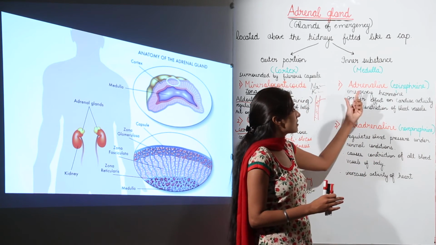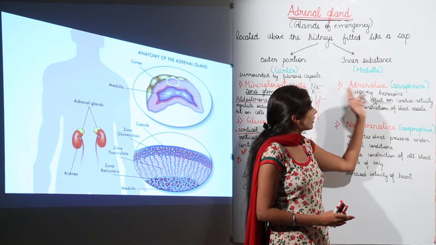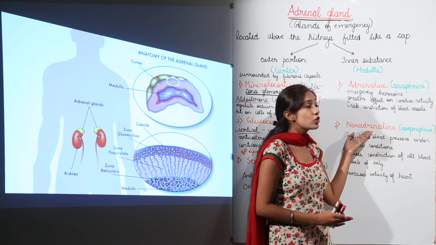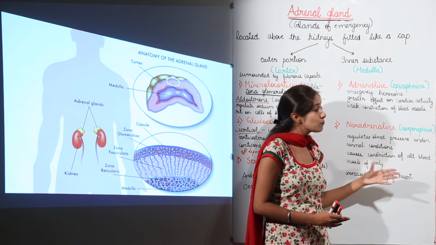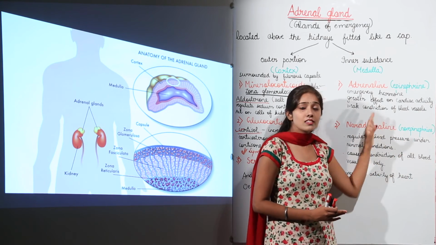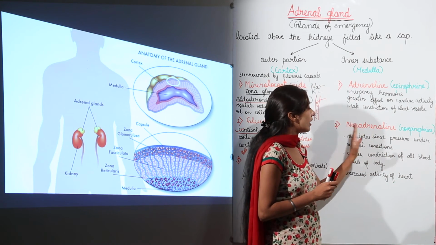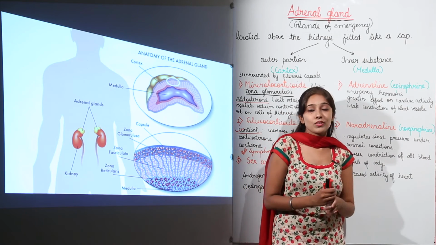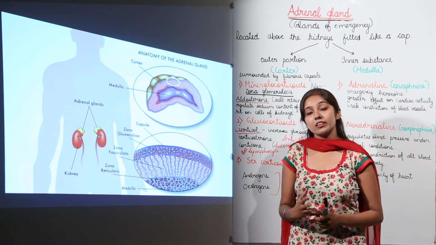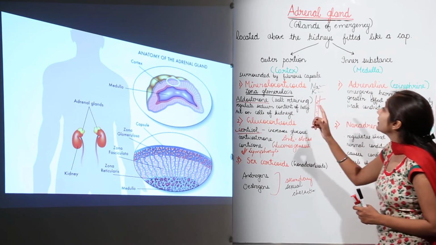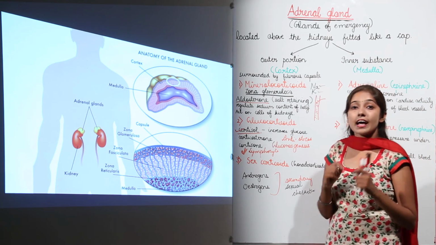You can make out that this is released under emergency situation and this works under normal conditions. This adrenaline hormone has greater effect on cardiac activity as compared to noradrenaline. It shows weaker constriction of blood vessels, and here the constriction of blood vessels is quite more in case of noradrenaline, right. So this is just a slight difference between the action of these two hormones. So as a whole, the hormones of the adrenal gland help us to cope up with the emergency situations, that is why we call these glands as glands of emergency.